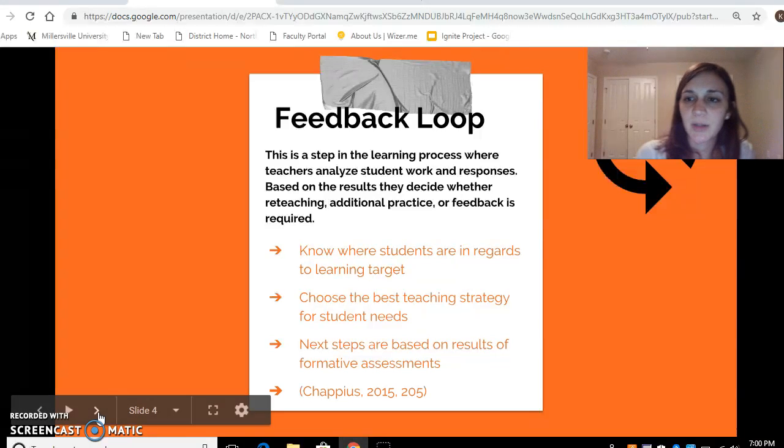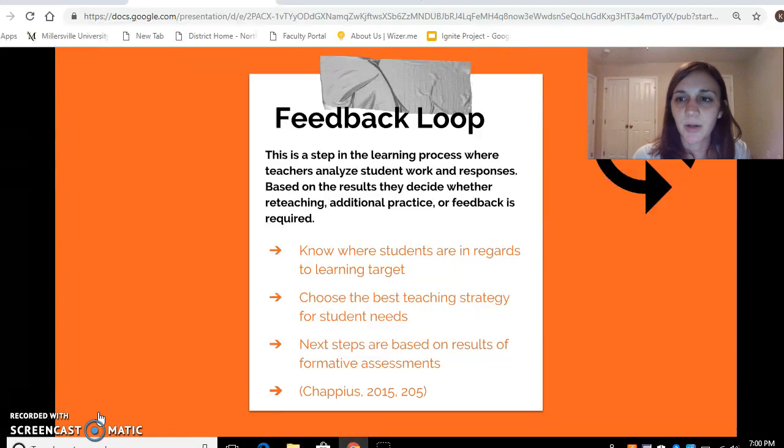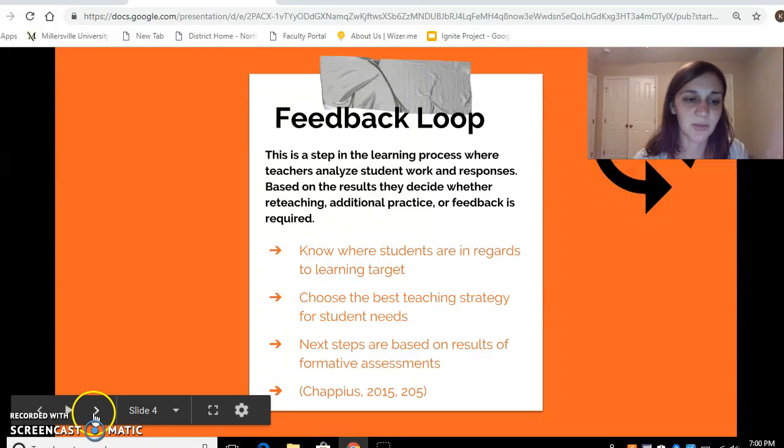The feedback loop is a necessary part of your instruction, and this is a process where teachers have taught a lesson and students do work in response to that, and the teacher then looks at the work and decides what they need to do. It helps them know where their students are and choose what the best teaching strategy is moving forward.